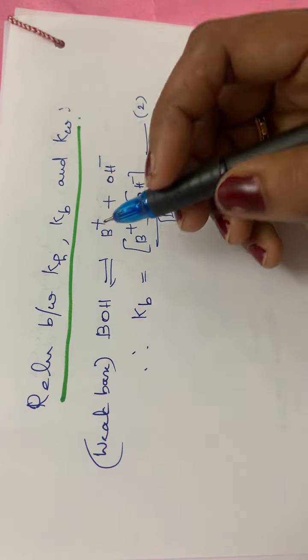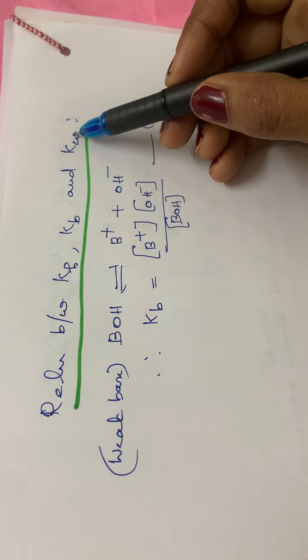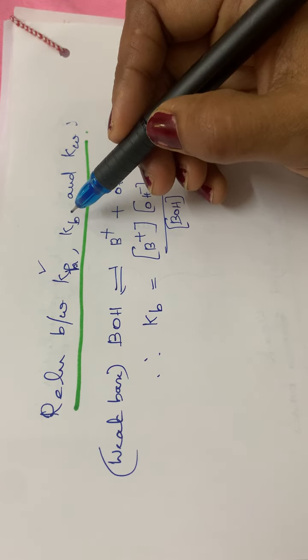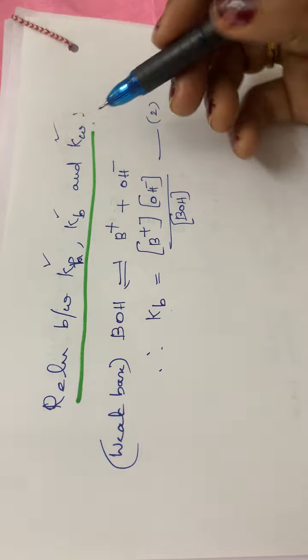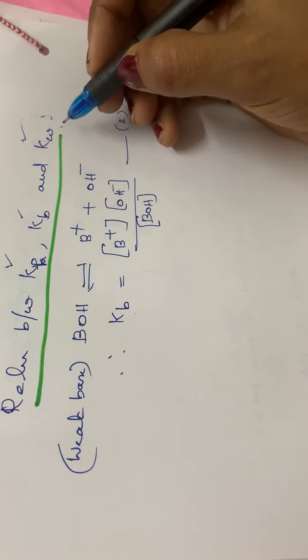Here we are finding the relation between KH, Kb and Kw. Already we have got KH. Now we have to find Kb and Kw. So Kb is equal to this much. Then we have to find Kw. So for finding Kw, what is Kw?